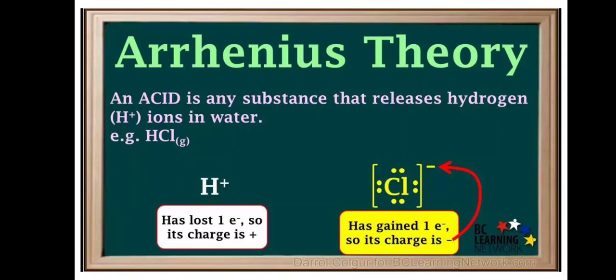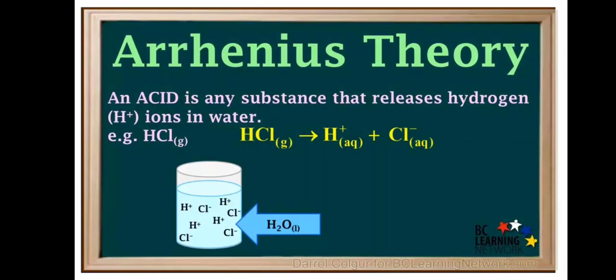So whenever we dissolve this compound in water, it will produce H plus ions, and every compound that produces H plus ions when dissolved in water, according to Arrhenius, is an acid. For example, HCl, whenever it is dissolved in water, produces H plus and chloride ion.